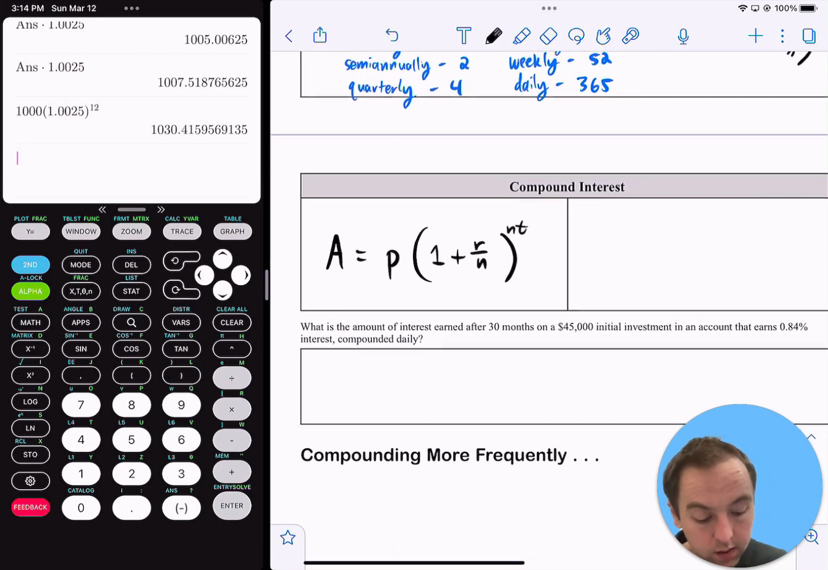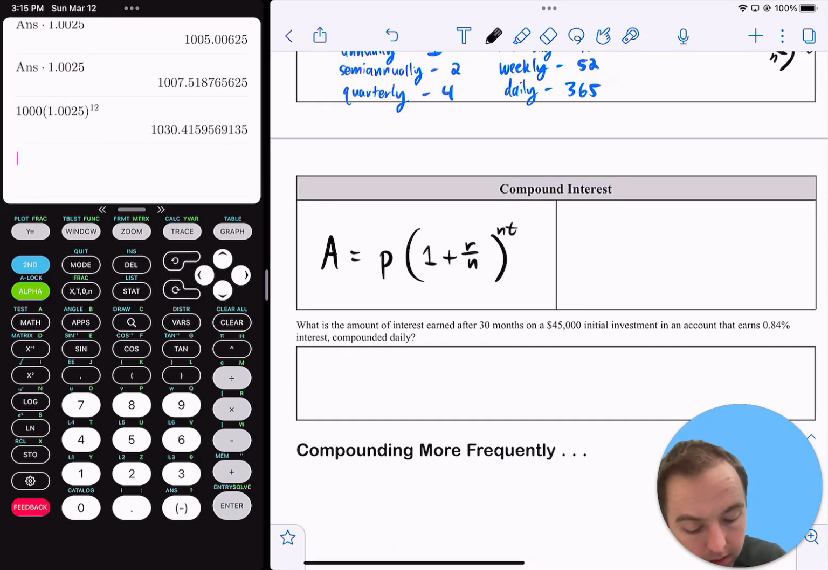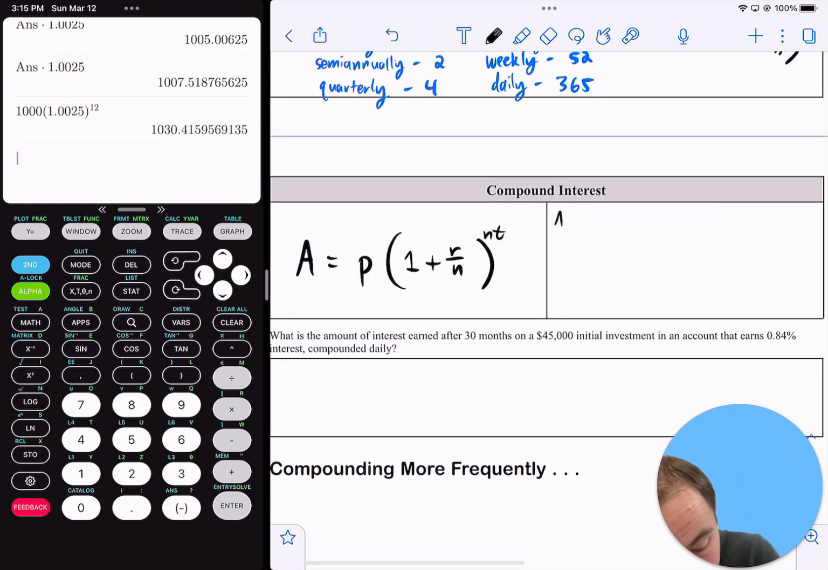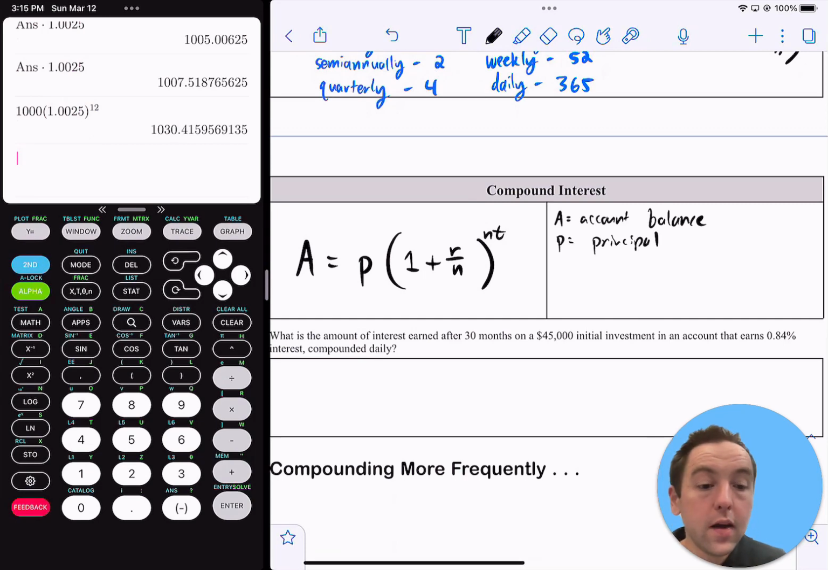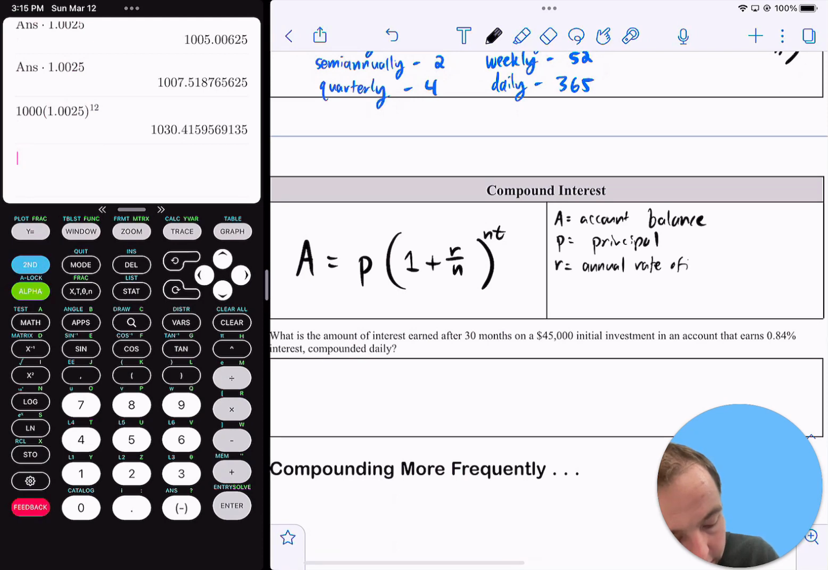Just organizing what all of these variables mean: A is going to stand for the account balance, so how much money is in your account at any given time. P is going to be the principal balance in your account, so how much money you initially invested into the account. And r is going to be your rate of interest on an annual basis, so it's your annual rate of interest. Remember that you should always express that in its decimal form.